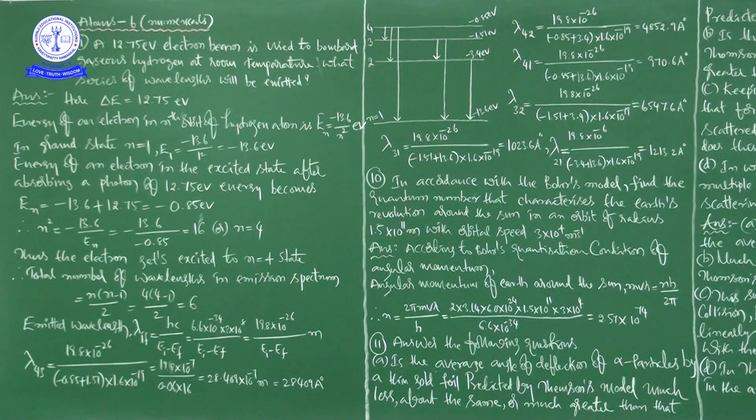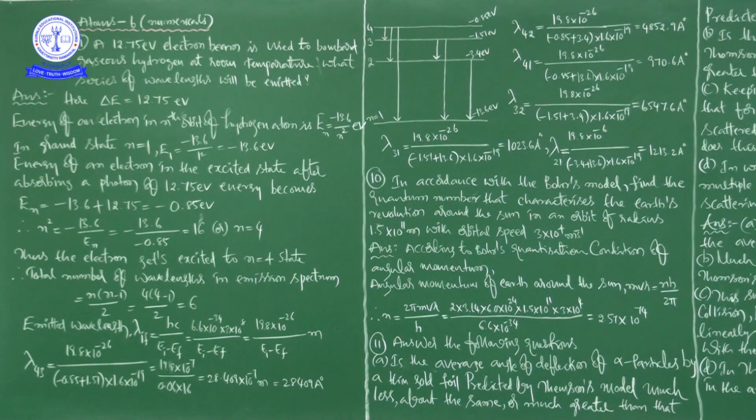Observe carefully. A 12.75 electron volt electron beam is used to bombard, like a collision, gaseous hydrogen at room temperature. He is asking what series of wavelengths will be emitted. Listen carefully, because the problem is simple, but we need to calculate multiple wavelengths, many more in number.